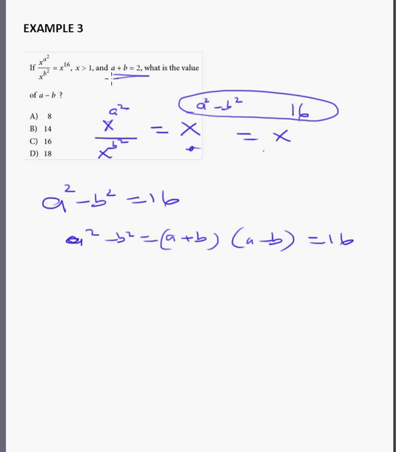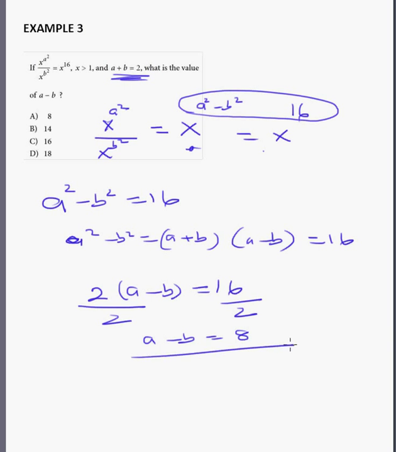Guess what? They gave you a plus b. A plus b is equal to 2. Therefore, we consider the whole of this as 2 times a minus b is equal to 16. What do we want? We want a minus b. So let's divide this by 2, divide this by 2, and therefore a minus b is equal to 8. Right? That is how you solve this simple problem.